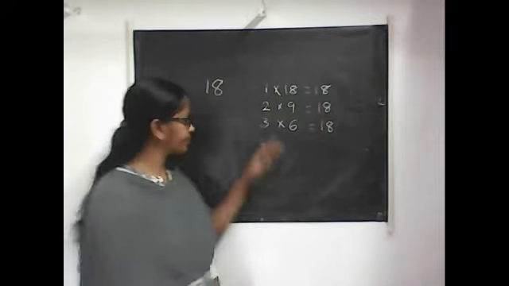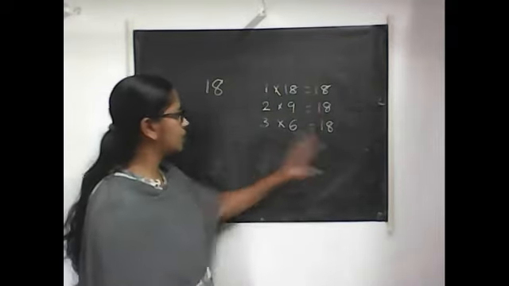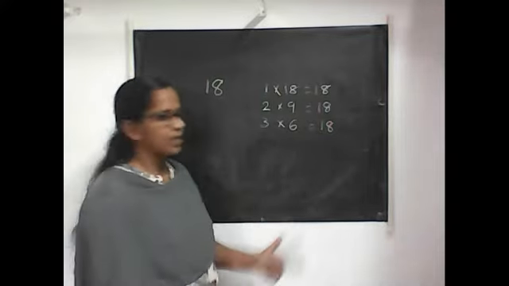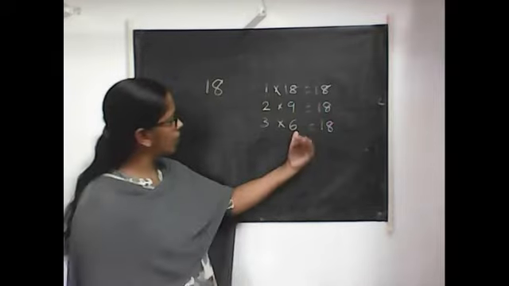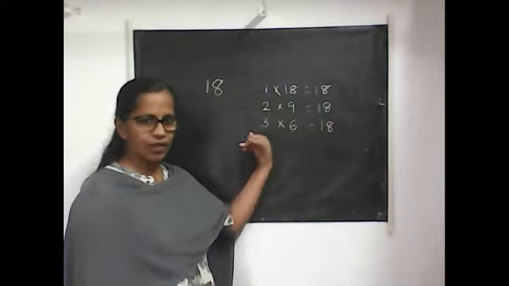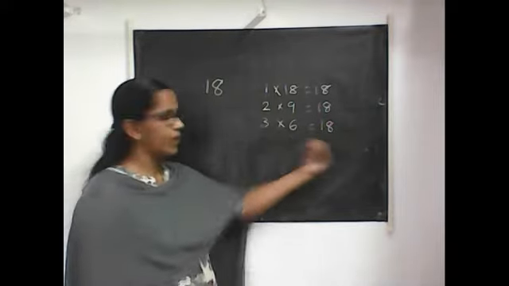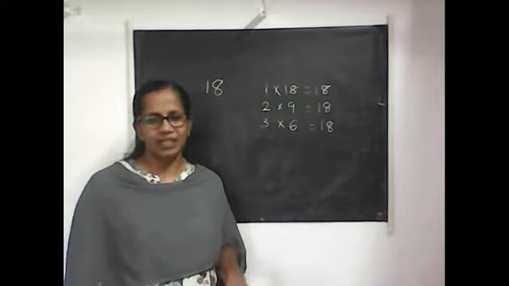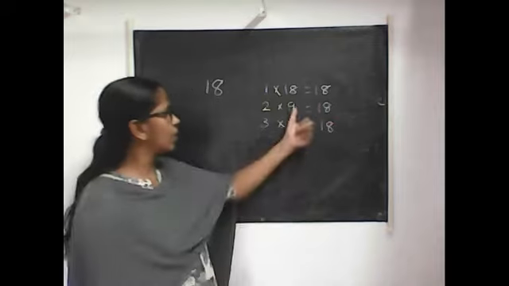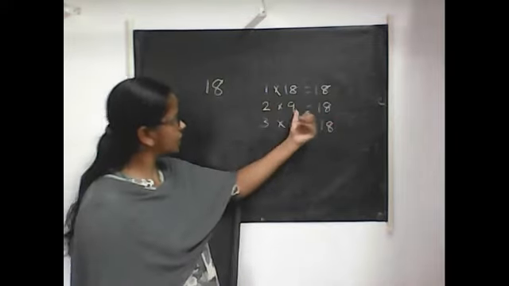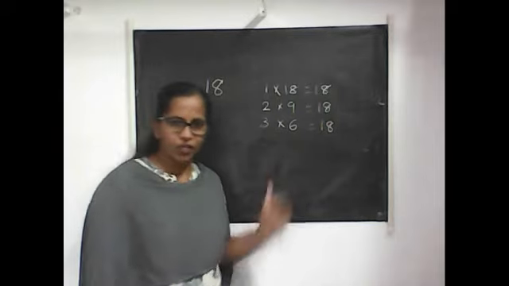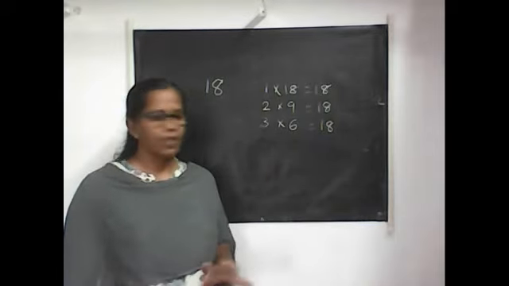Okay. In the 4 table, it won't be there. 5 table, it won't be there. 6 table, no need of checking because 6 we have already considered on this side, 6 threes, same thing. 7 table, it won't be there. 8 table also, we won't get 18. 9 table, we already got it, that is 2 into 9. This is 9 into 2. Again, if you write it also, no problem. So like that you check and you will get the answer.